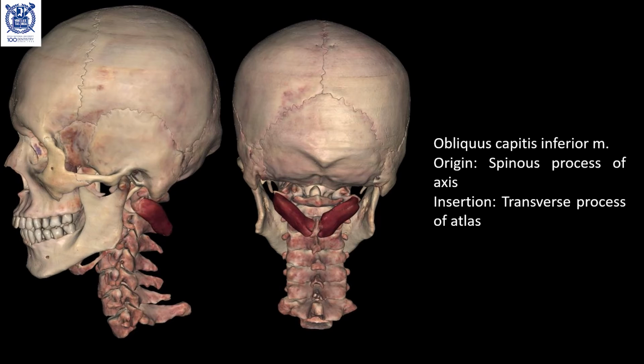The naming of this muscle may be confusing, as it is the only capitis muscle that does not attach to the cranium. It is innervated by the suboccipital nerve.